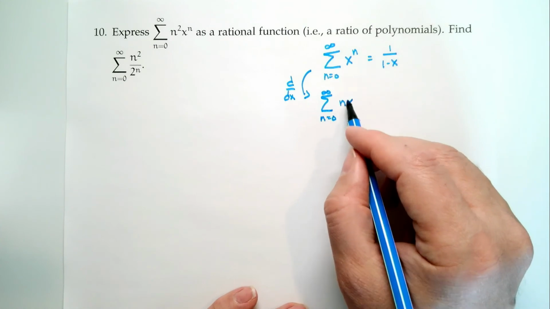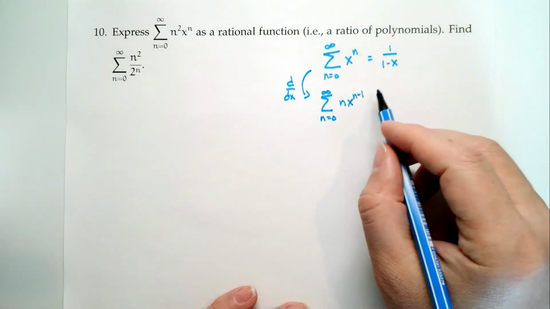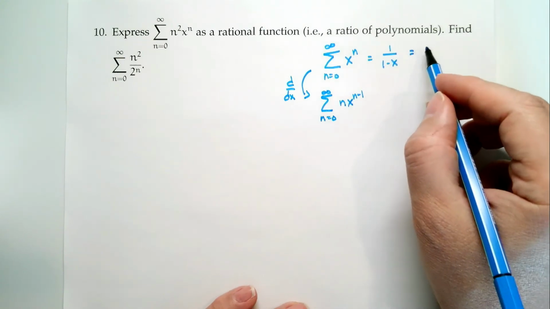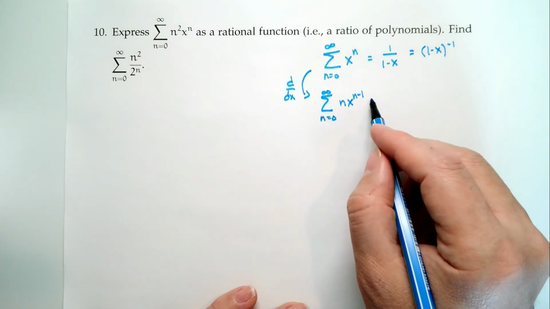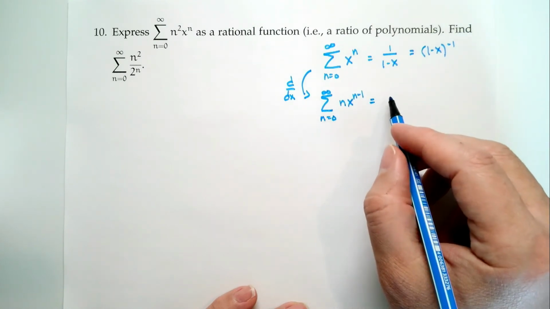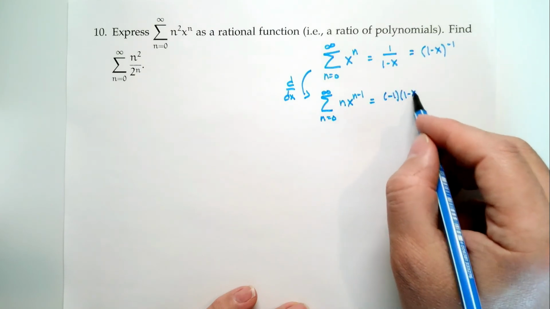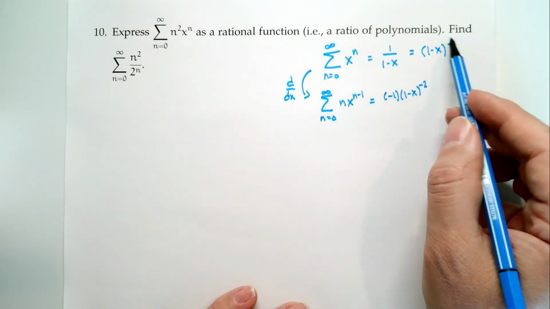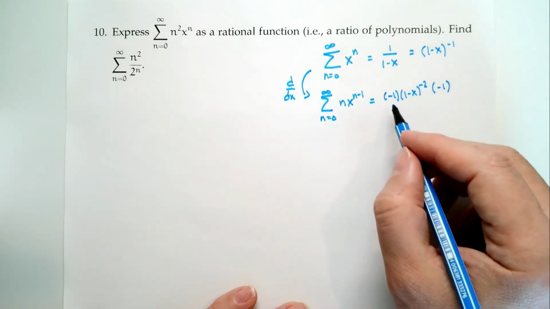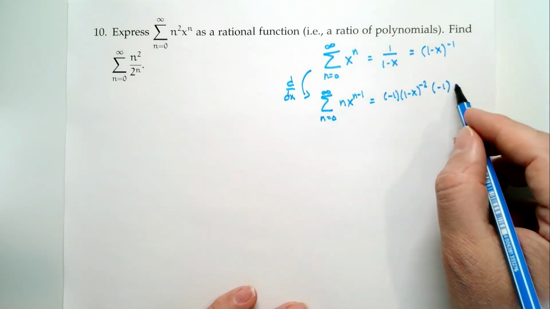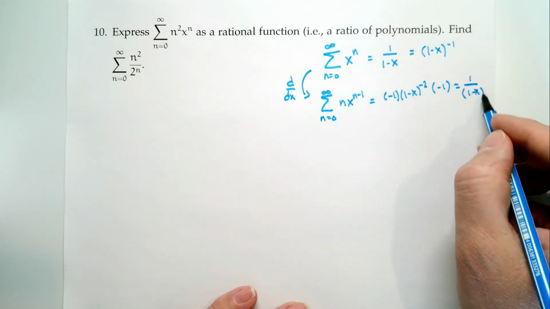So n x to the n minus 1. So, how do I take the derivative of that right-hand side? I'm going to think of this as 1 minus x to the minus 1. So the derivative would be, let's see, minus 1, 1 minus x to the minus 2. See, the exponent comes down, subtract 1. Multiply by the derivative of the inside, which is minus 1. That would be minus minus makes a plus. 1 over 1 minus x squared.